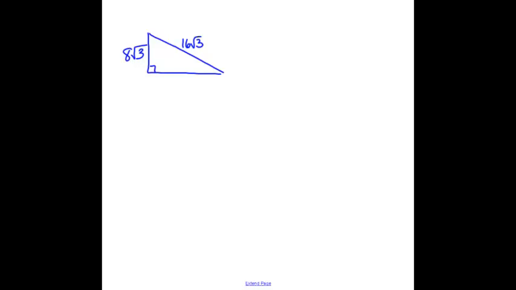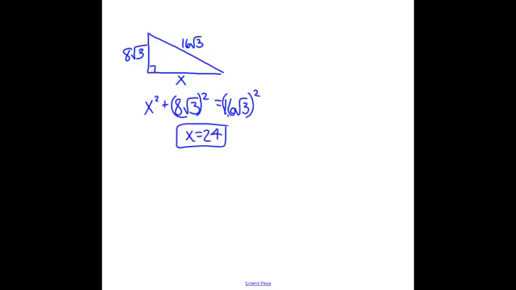I'm going to let my missing leg be x. x squared plus 8 radical 3 squared equals 16 radical 3 squared. And if you figure out all that math, x equals 24. In number 4, I got x to be 20 and y to be 16.